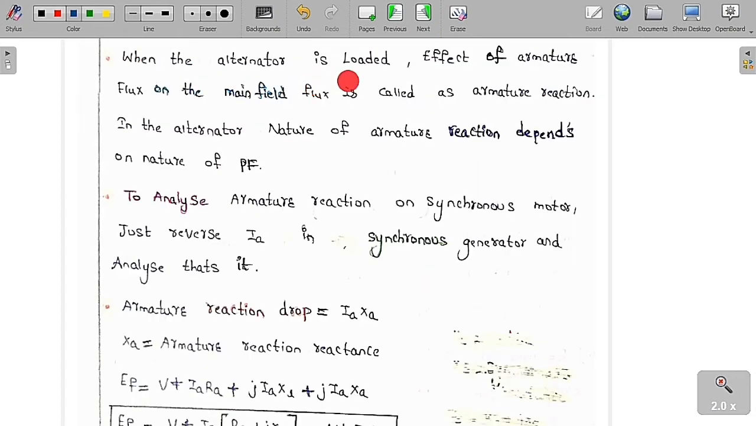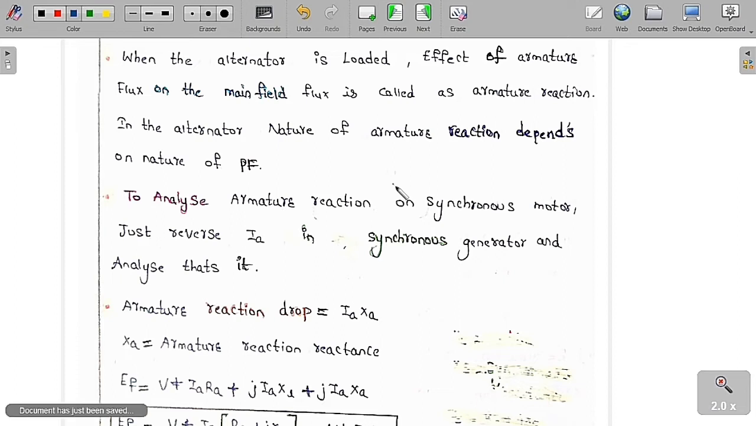When the alternator is loaded, the effect of the armature flux on the main field flux is called the armature reaction. In the alternator, the nature of the armature reaction depends upon the nature of the power factor. I have already told you, based on the load power factor, we can say what the nature of the armature reaction is. It can sometimes be magnetizing, sometimes demagnetizing, sometimes only cross magnetizing, or sometimes both.